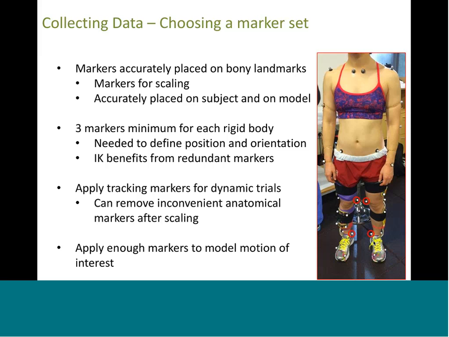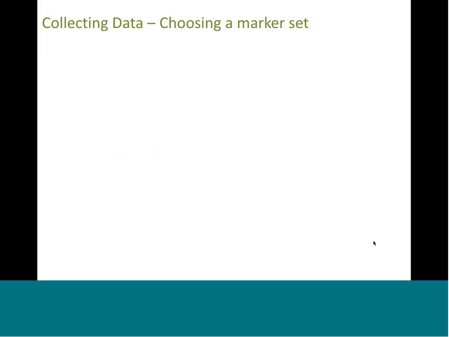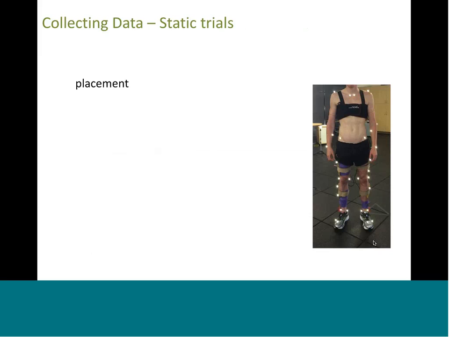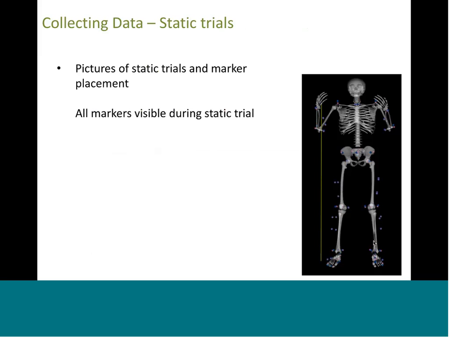The next step is discussing which data to collect. To start, you'll want to collect a static trial to use for scaling. Something we strongly recommend is taking pictures during the static trial, as these pictures will be very helpful during post-processing, such as when you're evaluating marker placement and your static pose. Pictures are also very useful when debugging, like trying to determine if your subject actually had different leg lengths or if they were just positioned in a weird way.